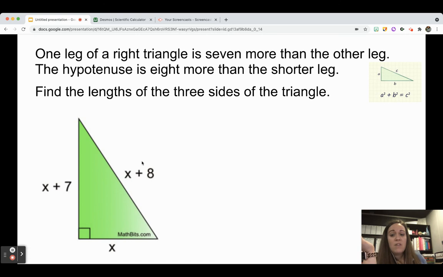Seven more, and this always, remember, has to be the hypotenuse, because it's directly across from the 90-degree angle and it's the longest side.